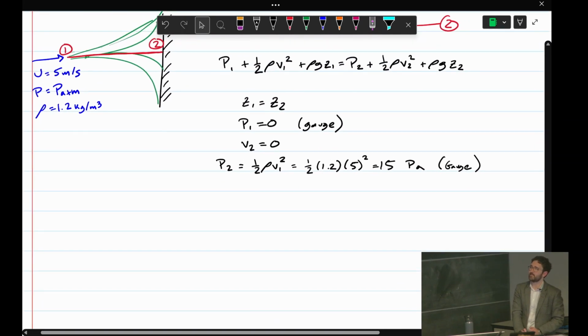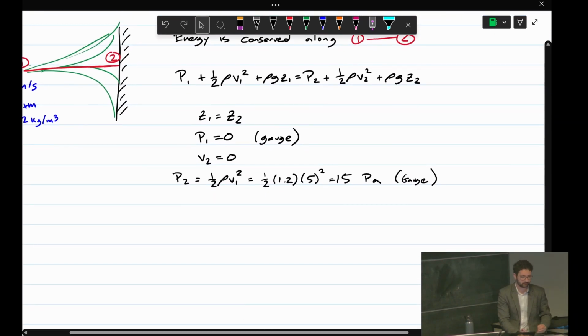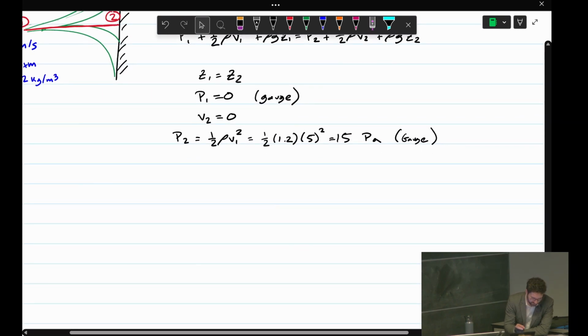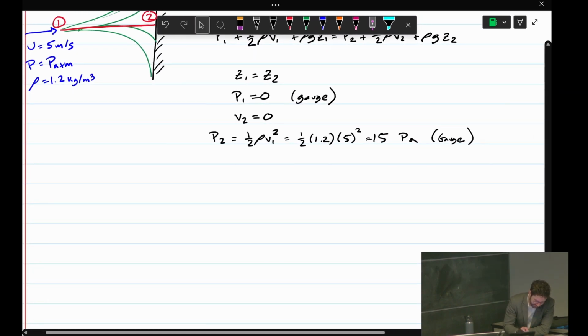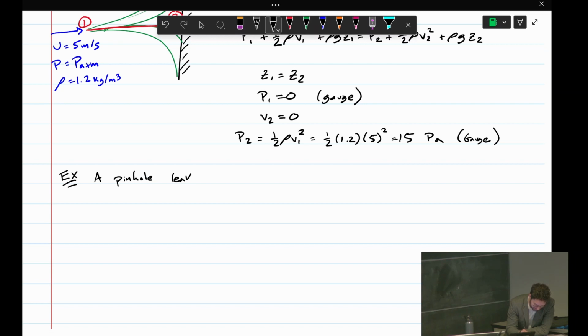So are there any questions about this example after having worked through it? Okay. Let's do a second one. It's going to be the same format, okay? So the question is a pinhole leak occurs in a water tank. What is the maximum velocity of the spray?